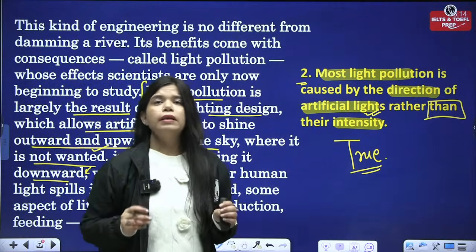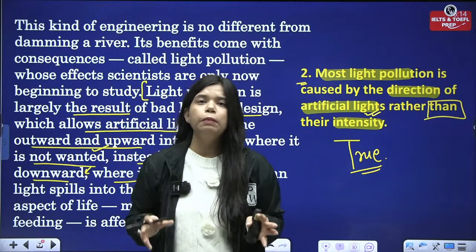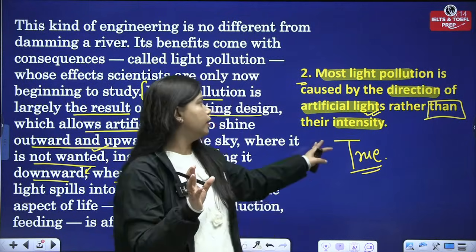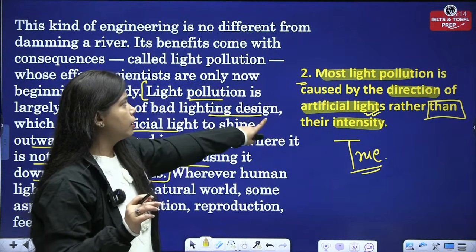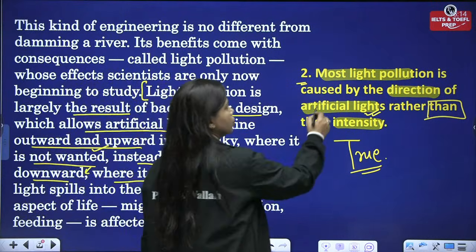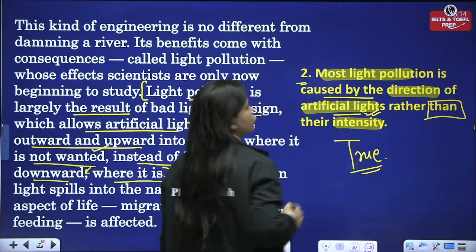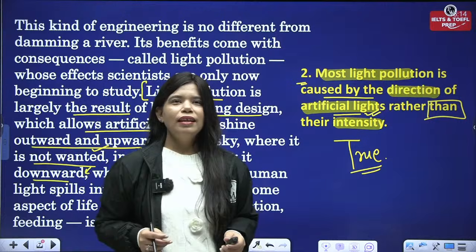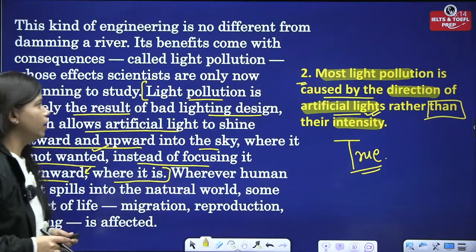So in the passage also they are saying that light pollution is caused by direction of lights rather than their intensity. And the same thing is written here. Most light pollution is caused by the direction of artificial lights. Hence the answer is true. Let's move on and see the next one now.